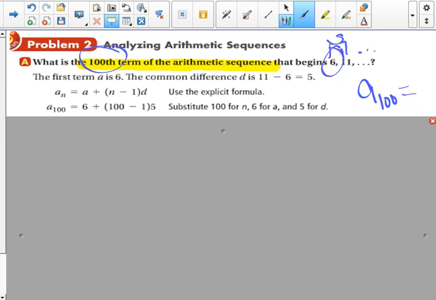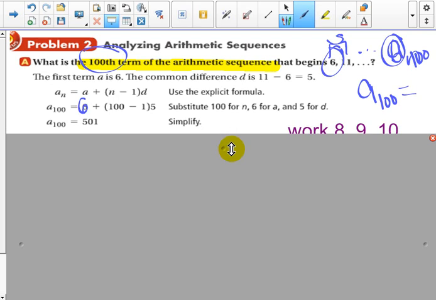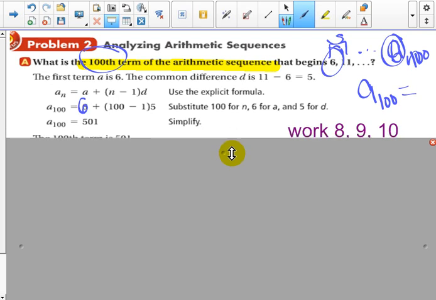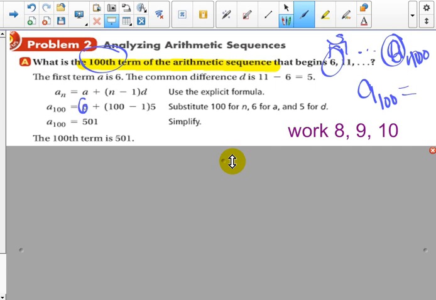In a sub n, a is your first term of 6, and n is the term you want to know. What term do you want to know? 100. So we have a sub 100 is equal to 6, plus 100 minus 1, because it's n minus 1, times our difference, which was 5. So our 100th value becomes 6 plus 5 times 99, which is 501. So that's what it would be for the 100th term.